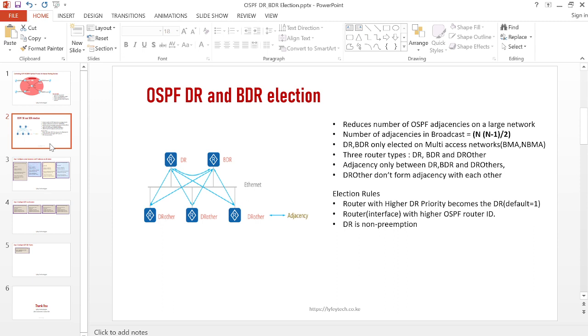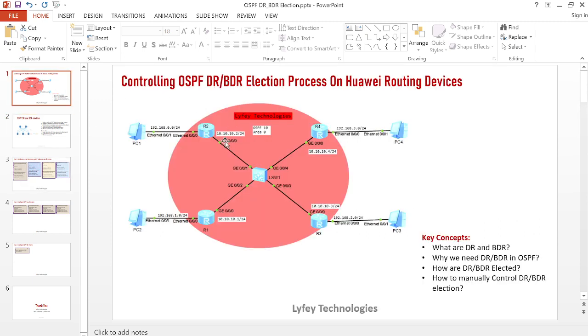So these are some key concepts that you need to understand to be able to fully understand the operation of the OSPF protocol. On our lab simulation, as you have seen on the topology, we have 4 routers connected on a switch. So this is a broadcast network, and we are configuring OSPF process 10 in area 0 and advertising the networks interconnecting the different routers to the switch and the networks going to the PCs. We'll see how the DR and the BDR are elected on this broadcast network.